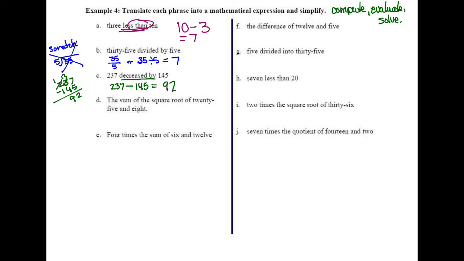Okay, D, sum means add, right? So we're adding the square root of 25 and 8. So square root of 25 plus 8. Now the square root of 25, what number times itself is 25? So that's 5. And 5 plus 8 is 13.